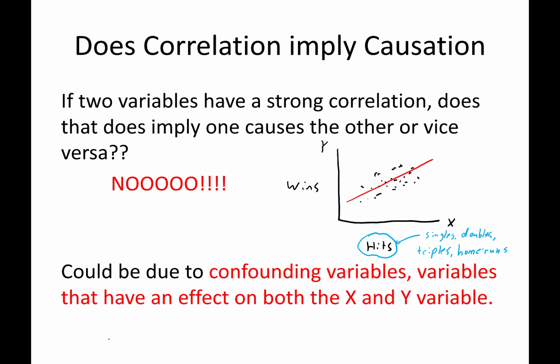A much better indicator of how many wins a team will have is based on home runs and doubles if you actually do some studies. These are much better indicators of how many wins a team will have. So inside the variable hits are the variables doubles and home runs. This is why we shouldn't say one variable, quote, causes the other. There could be confounding variables which have an effect on both X and Y that are, quote unquote, the reason for the correlation, the cause for the correlation.